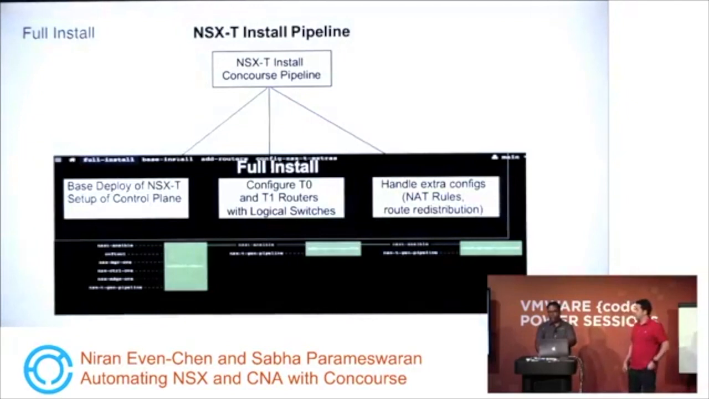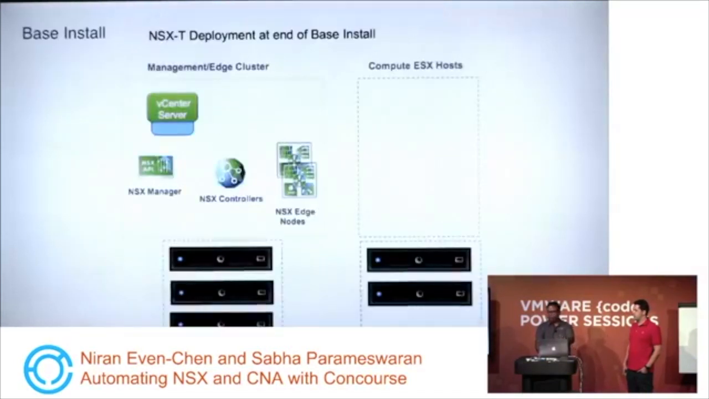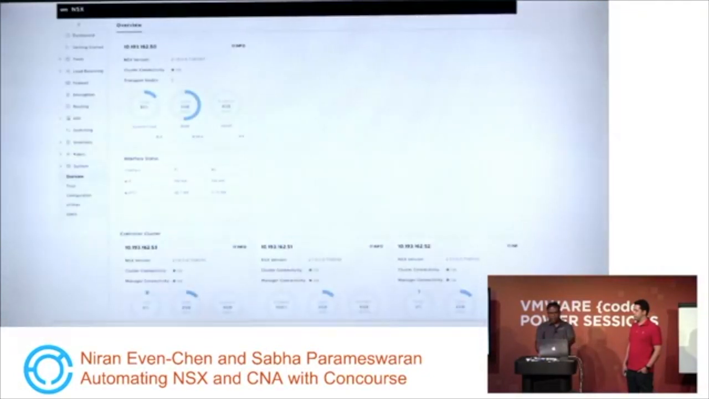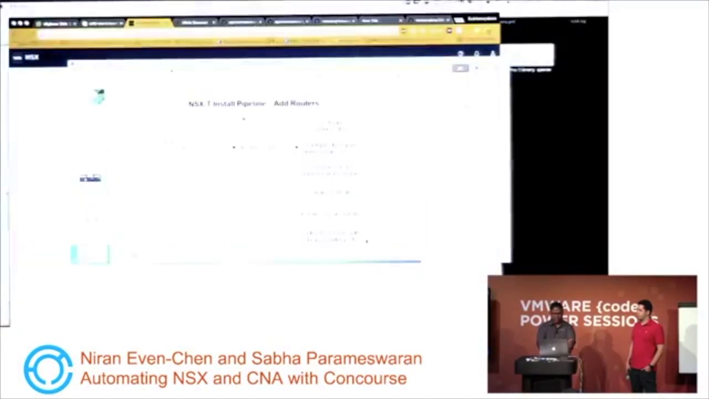And this is a fully installed pipeline wherein you install the management plane, configure the routers, and configure the extra configs like NATs and load balancers and route distributions. So this would be the breakdown of the steps in the basic install. You deploy the OVAs, set up the managers, the controllers, the edges, and form the management plane. So this is what you get at the first step: the controllers, the managers, and the edges. You get this dashboard we saw where the cluster connectivity was down, and then it became green. And then the next step is to add the routers. It basically creates the T0 routers. So let's take a quick look at the T0 routers.